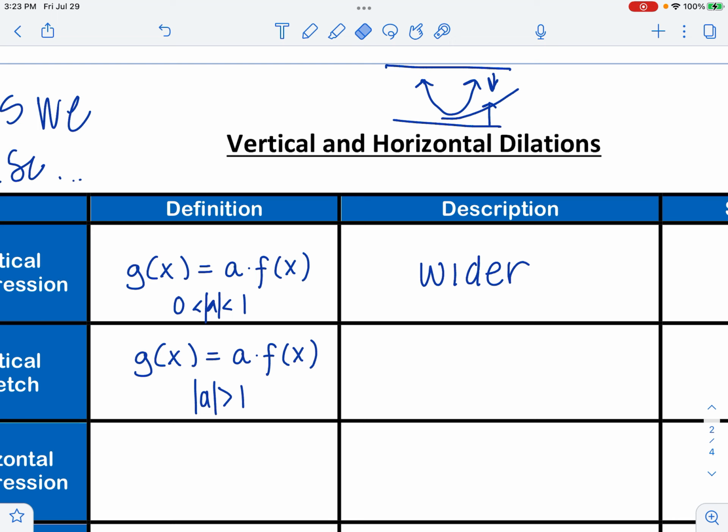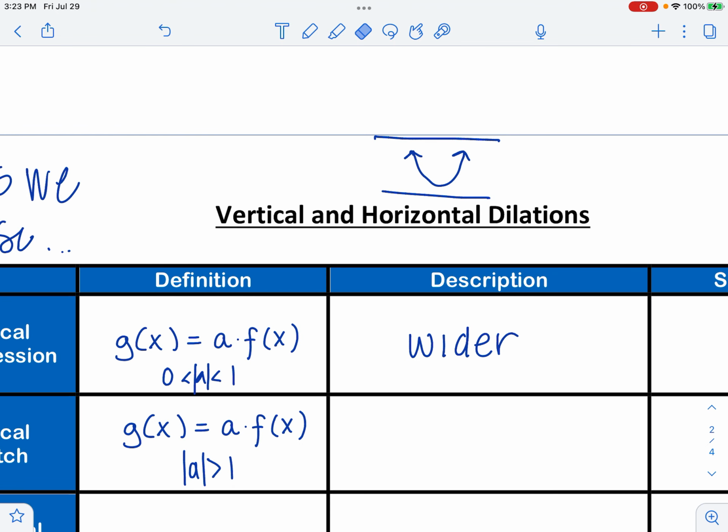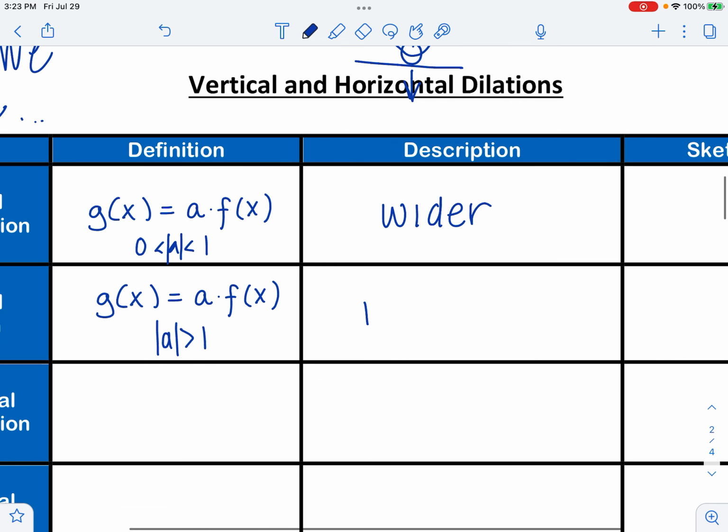Now, if I vertically stretch it, so instead of compressing it, I'm stretching it. So what I'm doing is I'm taking this and pulling it this way. I'm taking this and pulling it this way. Is the graph going to get wider or narrower? It is going to get narrower. So that's what it looks like. Those are the words we used to use in integrated and algebra 2.